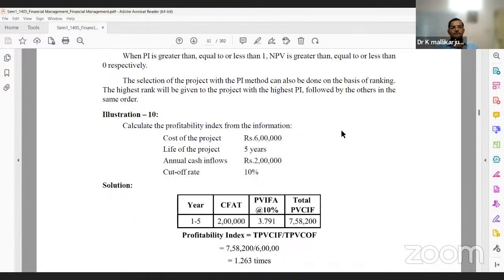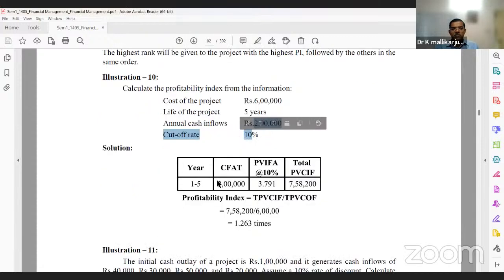So this is the problem. Calculate the profitability index from the information. The cost of the project is rupees 6 lakhs. Life of the project is 5 years. Annual cash inflows are 2 lakhs rupees per year for 5 years. Cut-off rate, nothing but cost of capital, capitalization rate, hurdle rate, standard rate. We use various names. Cut-off is 10%.